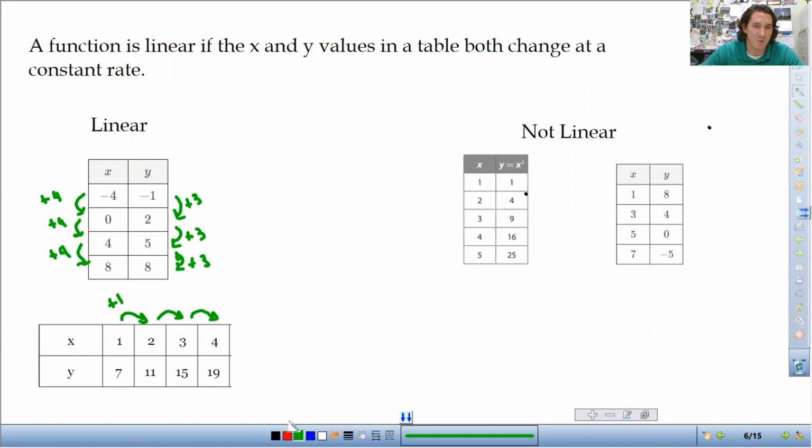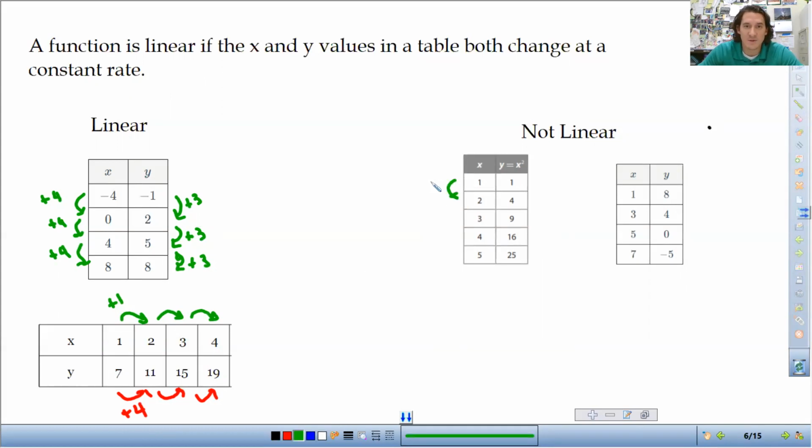So plus 1, plus 1, plus 1. You can do a different color for the y values. The y values are increasing by 4 each time. So plus 4, plus 4, plus 4. That makes it linear. So here, we look over at this.